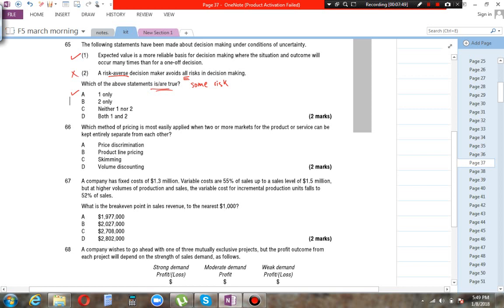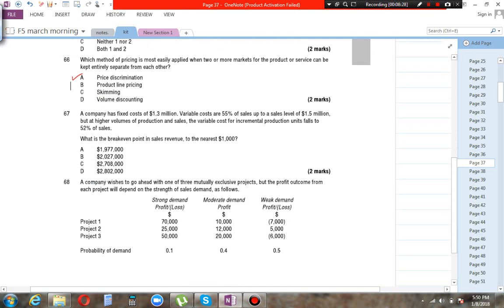Now number 66. Which method of pricing is most easily applied when two or more markets for the product or service can be kept entirely separate from each other, right? If you can keep two markets separate from each other, that would be what we call price discrimination. Like you are selling a product in one market, let's say for $100, and in the other market the same product is sold for $110, right? So that's what we call price discrimination, right?